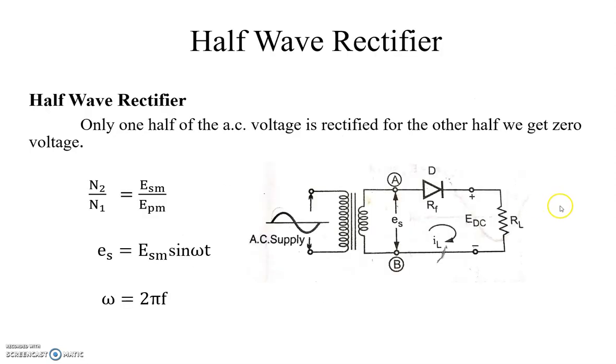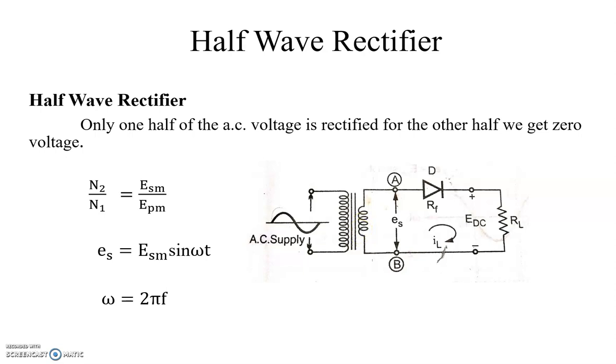Next, what is the half-wave rectifier? In the half-wave rectifier, only one half of the AC voltage is rectified. For the other half we get zero voltage. This is a circuit diagram of the half-wave rectifier. Here the purpose of the transformer is to step down the input voltage, so we get the desired level of DC voltage.